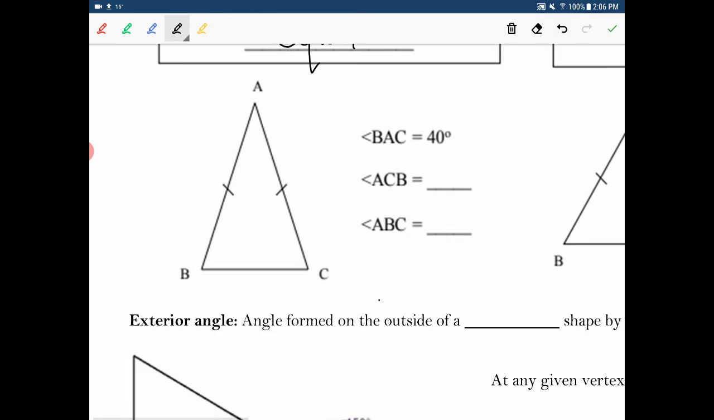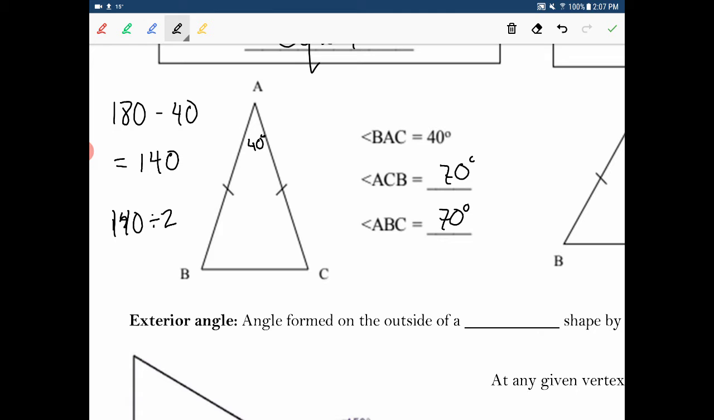So we've got this triangle ABC, and it tells us that the angle at A is 40 degrees. Because we know that all the angles add up to 180 degrees, and one of those angles is 40, the other two angles have to equal 140 degrees. Now, because those two angles are exactly the same, we can just divide that by 2, and we get that these are both 70-degree angles. All right?